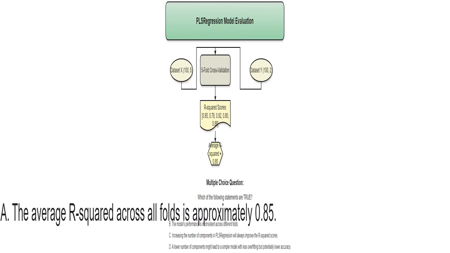PLSRegression uses components to model the relationship between X and Y. Fewer components make the model simpler. This can prevent overfitting, where the model performs well on training data but poorly on new data. However, it might also reduce accuracy if the relationship is complex and requires more components to capture it.